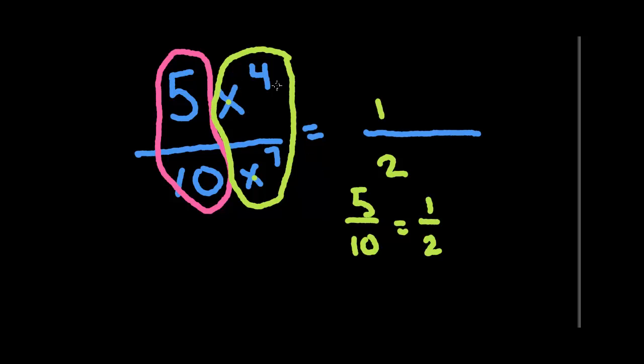Next, I go to my x's here, and I see that the bigger number's on the bottom, so my leftovers are going to be on the bottom. So I do 7 minus 4, and I get 3, so I have x to the third. So I end up with 1 over 2x to the third.